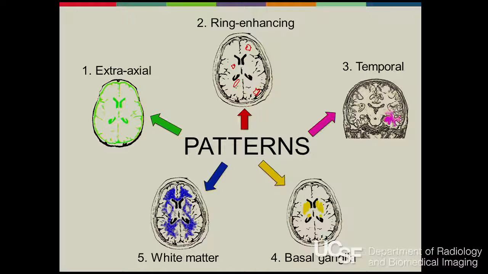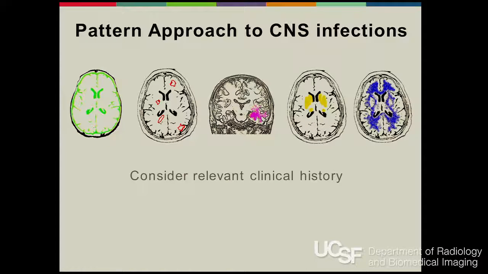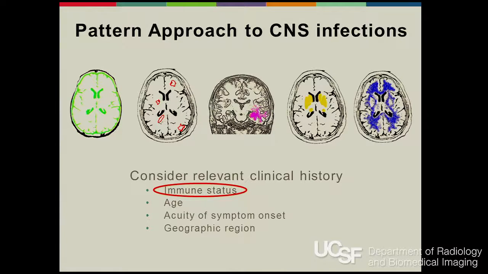While this is helpful and convenient to help hone down our differentials, understand that there's considerable overlap. Of course, a single infection such as TB or syphilis can have protean manifestations. But this will just highlight the most common presentations of the most common infections. Also remember that you can't practice radiology in a vacuum, so we must consider relevant clinical history. Immune status is probably the most important of those to consider. Patient age, we're going to focus mainly on adult infections in today's talk, as well as the acuity of the symptoms and geographic regions or recent visits to endemic areas.